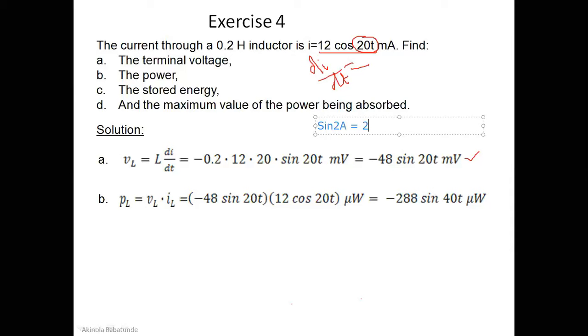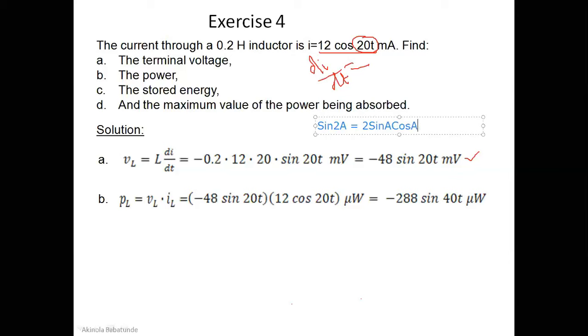Sine 2a would be equal to 2 sine a cos a. For some of you who still remember your trig functions, this is exactly how it works. It should be 2 sine a cos a. Yeah, got it right now. So this is what it's going to be.